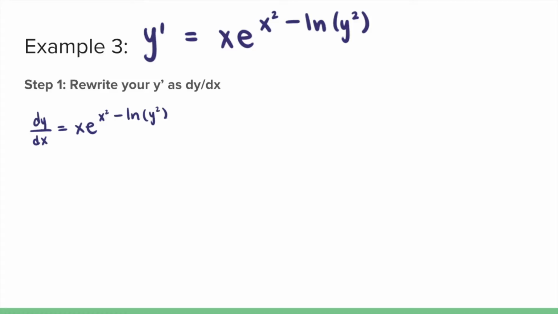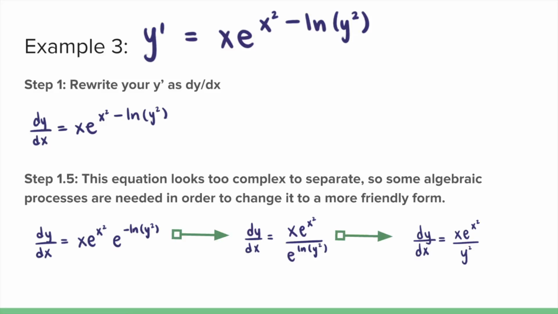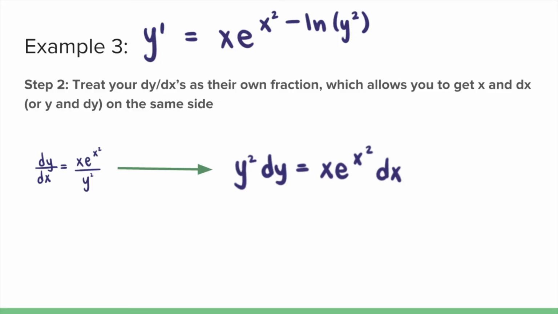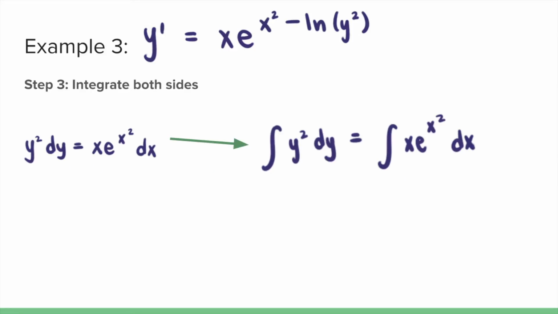First, we have to rewrite the y prime as dy dx. After that, the equation still looks too complicated to easily separate, but using a few algebraic steps to simplify the right side leaves us with a more separable-looking equation. Next, by treating the dy over dx as a fraction, we can separate the x's and then the y's so that they are on different sides.